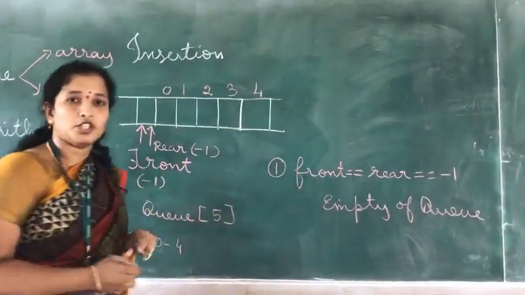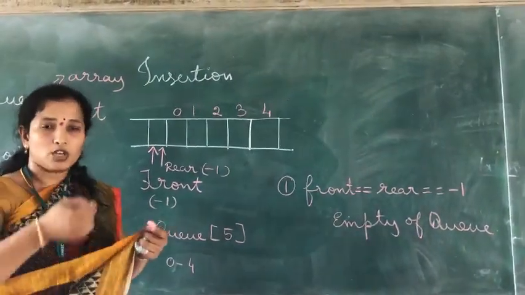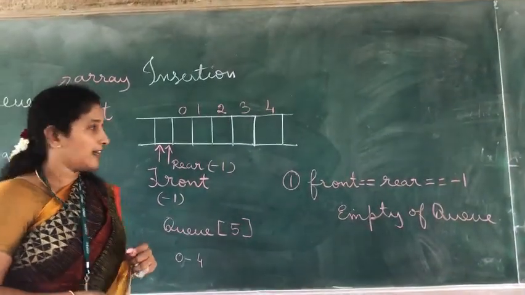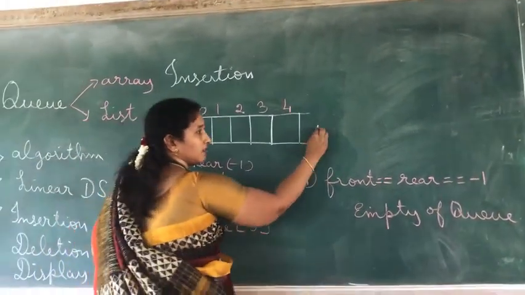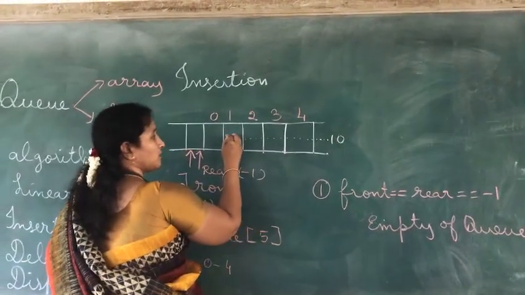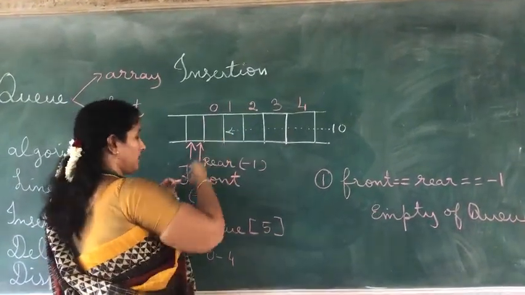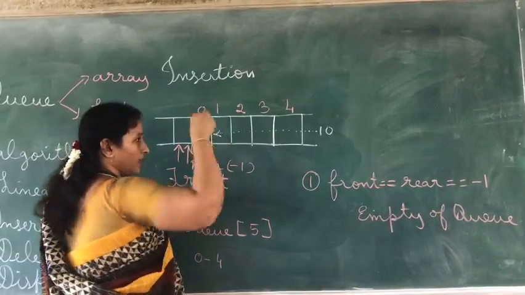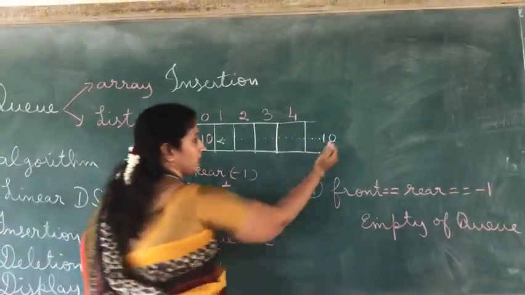This will be the condition for empty of Q. So when we are going for the insertion process, I am going to insert 10. So 10 will be inserted, will be travelled throughout in this way, and it will be inserted in the Q here. The next one.